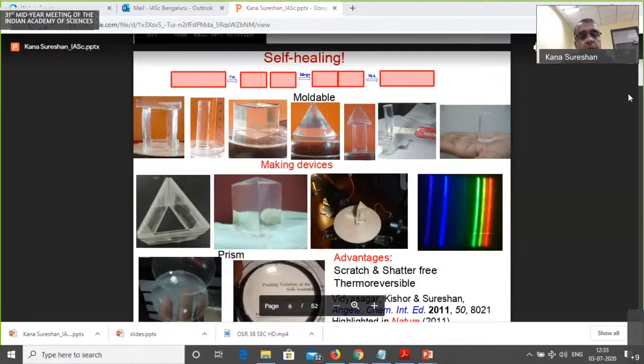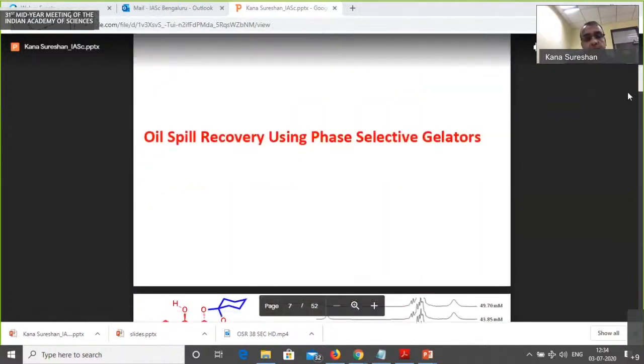Similarly, if you put this in a planar convex plate, if you put it in a watch glass, you get a planar convex lens. And if you put two such planar convex lenses together, what you get is a double convex lens, which is again functional. You can see the magnification of my name in that paper. Next slide, please. So this is basically soft optics.